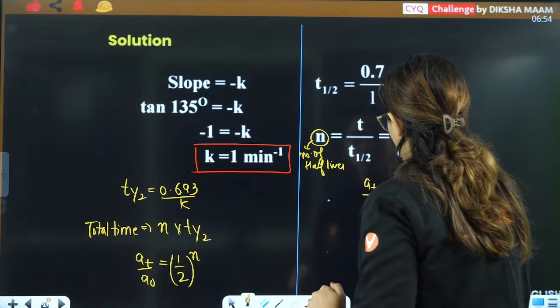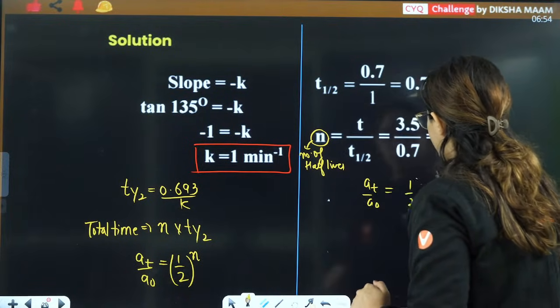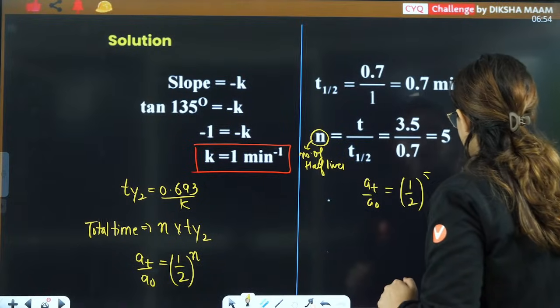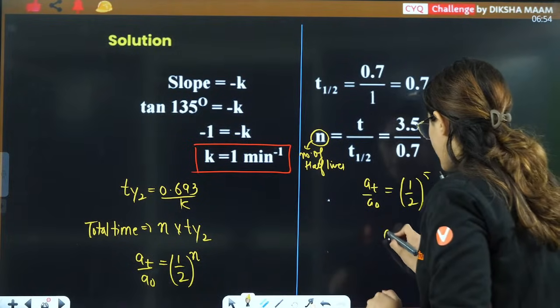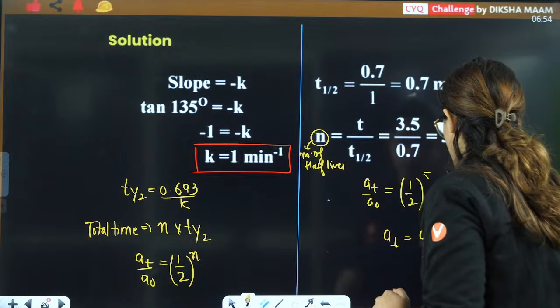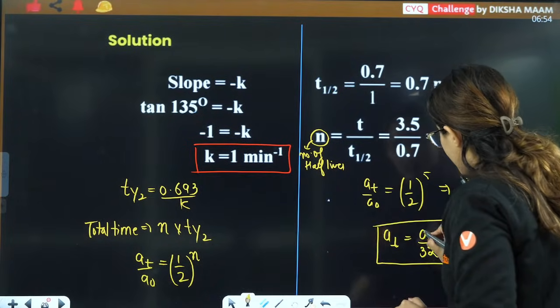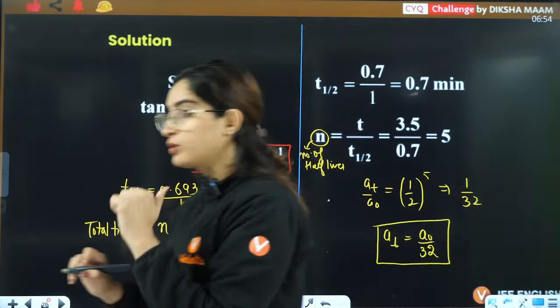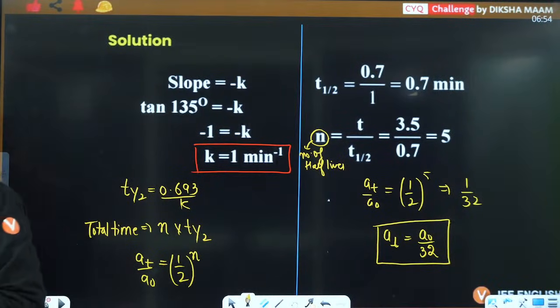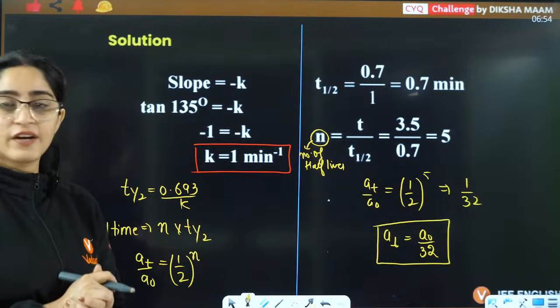At by A naught, that is 1 by 2 raised to power 5. That is 1 by 32. So At is equal to A naught by 32. So that means how much is it decreasing? It is decreasing by 32 times, right? Okay. So this is an easy way to calculate this.